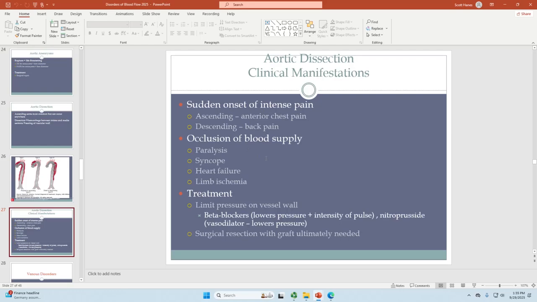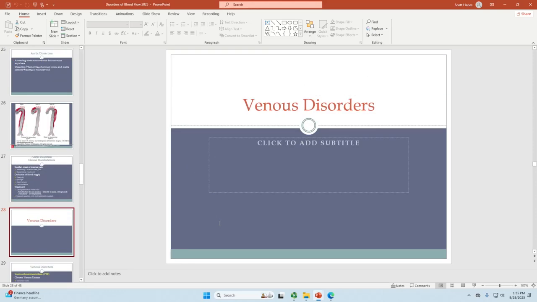But it's definitely an emergent situation because you run the risk of not having blood flow to the rest of the body, which can cause paralysis, passing out, syncope, heart failure, limb ischemia, whatever's not getting adequate blood flow, depending on where this occurs. Where we come in, depending on where this happens, we might provide antihypertensives so that we're limiting the pressure on the vessel wall and there's less blood going into that dissection, until they can get surgical management. But ultimately it has to be repaired relatively urgently.